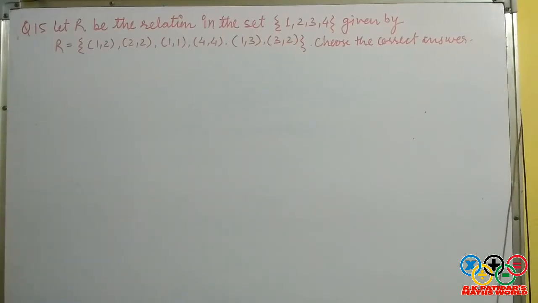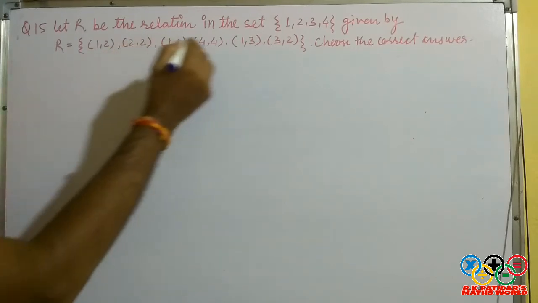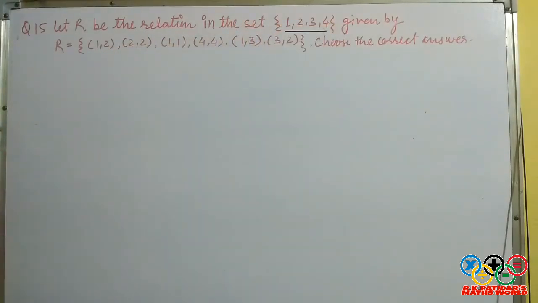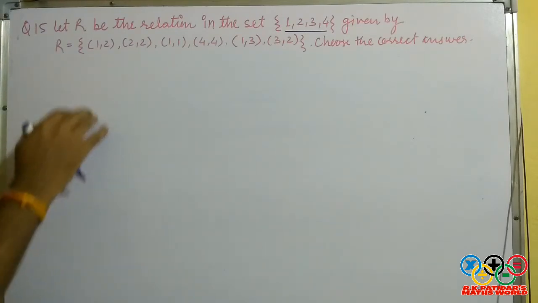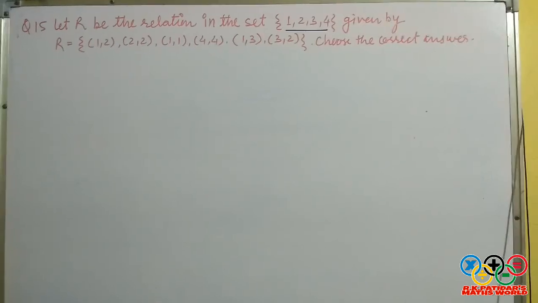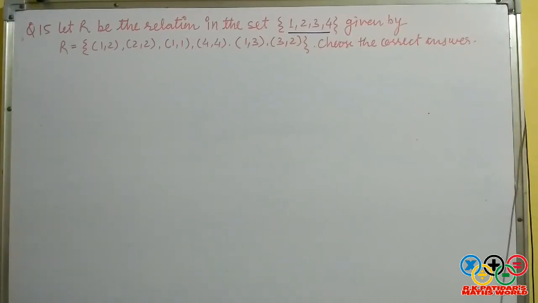Here in this question, this relation is defined on the set 1, 2, 3, 4, and the relation is like this. We have to choose one of the answers from the given 4 answers. Here we have to check the reflexivity, symmetry or transitivity of this relation.